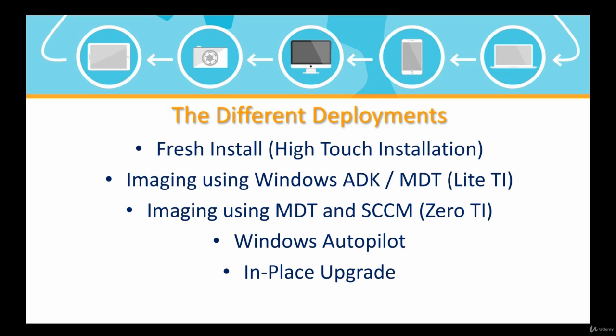The first type of deployment you have is called a fresh install. This is also sometimes referred to as a high touch installation, HTI. I've also heard it referred to as an HTD, high touch deployment. The idea of a high touch installation is sort of like a traditional, I'm going to get a copy of Windows 10 on a DVD and put it in my computer, and I'm going to install from there. We're there and we baby the entire computer through the install the whole time.